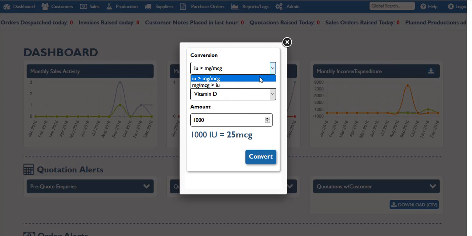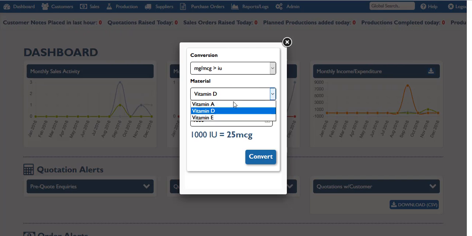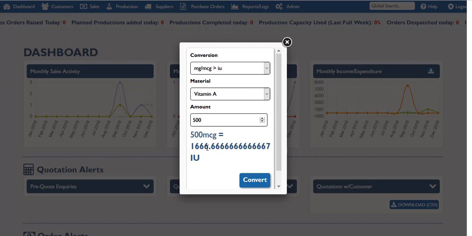Of course we could go the other way. Say we wanted to convert micrograms to IU, we're looking at vitamin A and we've got 500 milligrams. That is 1,666.66 recurring IU. Again, a really good indication of our likely usage.